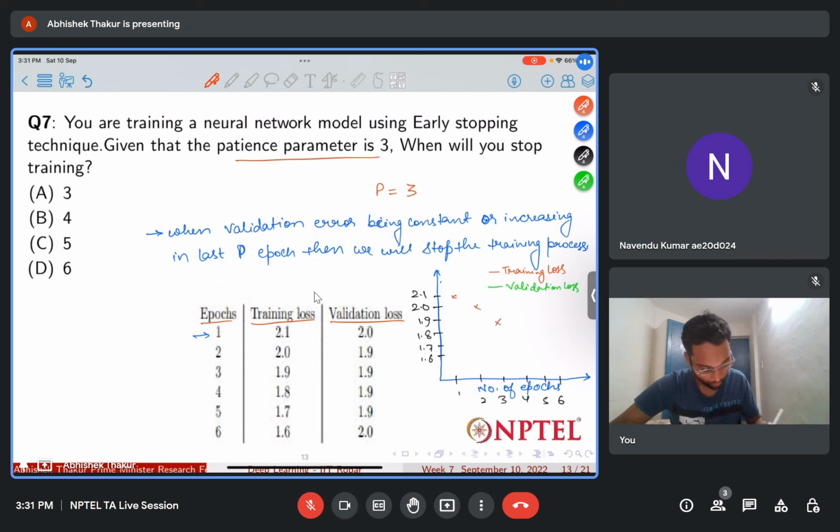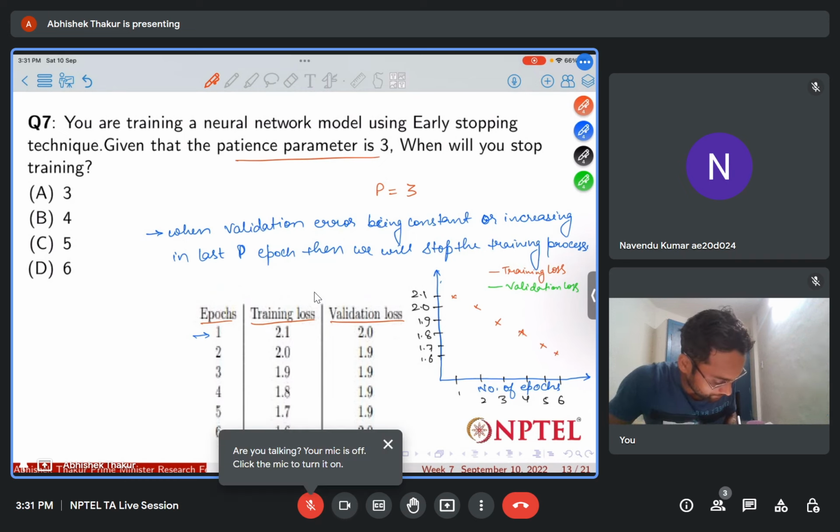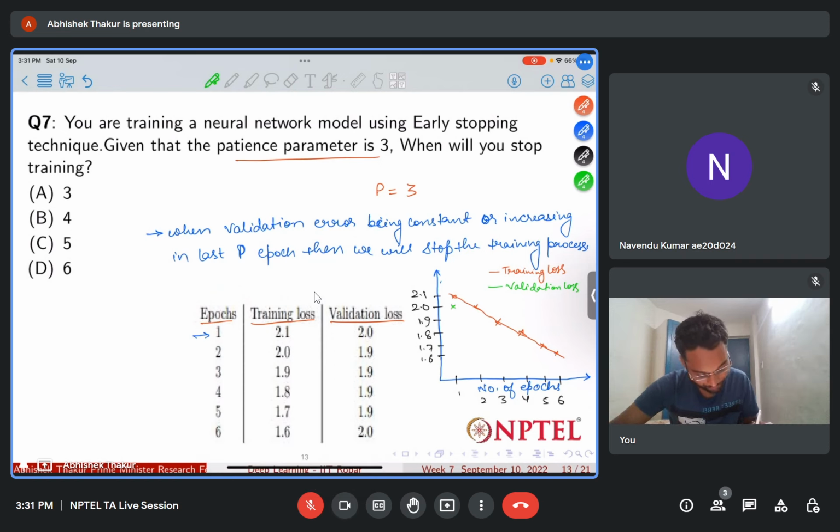And after that on epoch 4, 1.8. So this is our training loss. Now moving on to the validation loss: on epoch 1 it is 2.0. After that 1.9, and again 1.9 in epoch 3, and in epoch 4 also it is 1.9. In epoch 5 also 1.9, and in epoch 6 it is again increasing, that is 2.0.